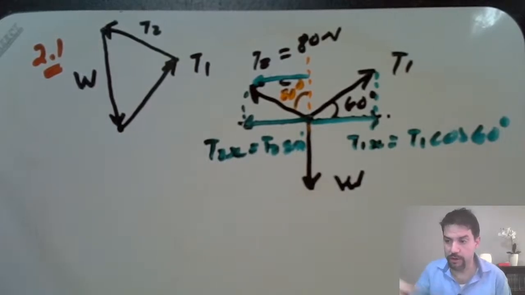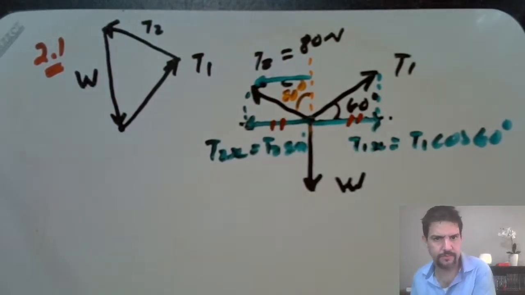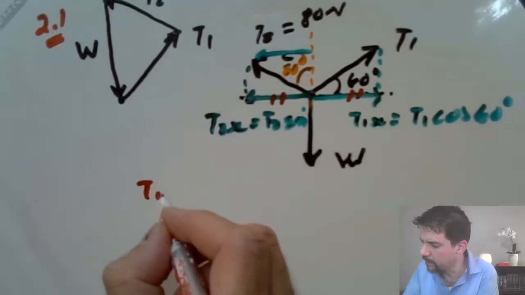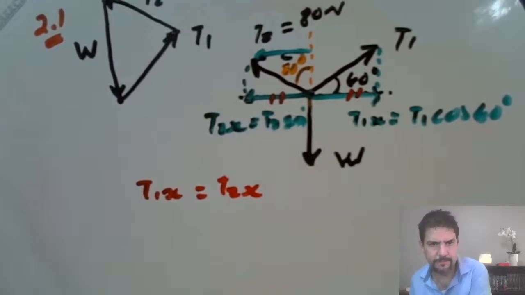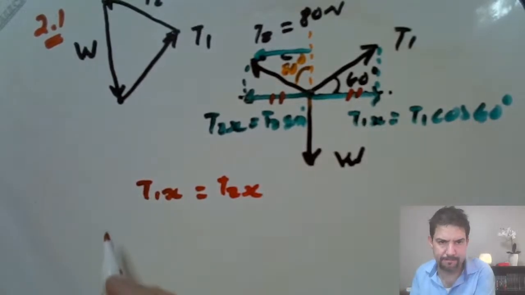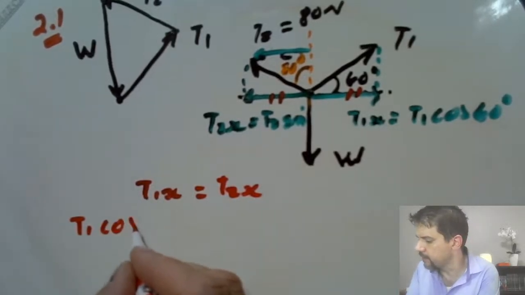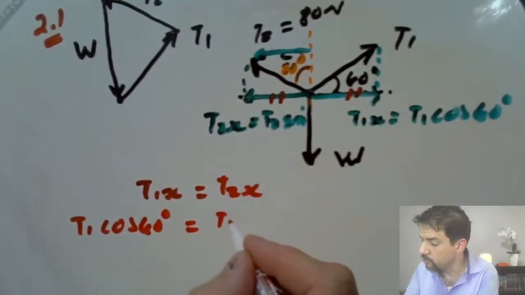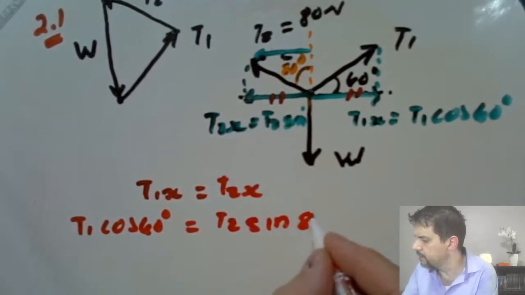So now, we're going back to the equilibrium part when we started the stream. Right is equal to left. Right is equal to left. What do we have? We have that T1 in x is equal to T2 in x. All right? How do we calculate T1 in x? T1 cosine of 60 degrees. So this one is T1, which is actually what we are looking for, multiplied by cosine of 60 degrees. What is T2 in x? T2, which we know, multiplied by sine of 80 degrees.